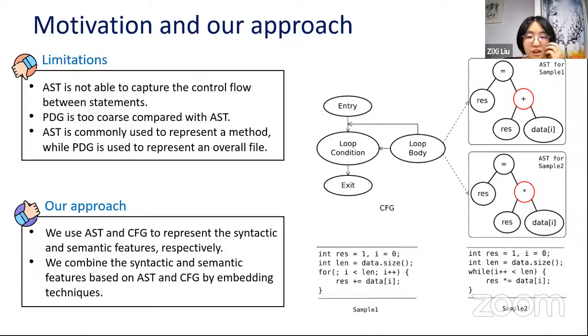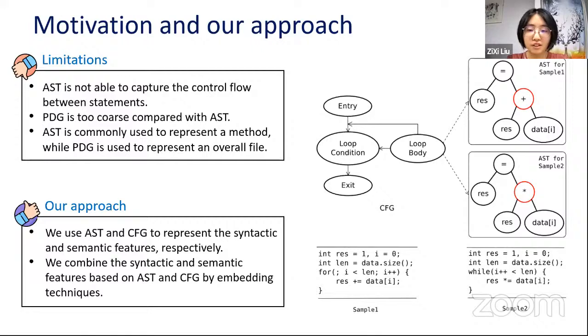On the other hand, each node in PDG is a basic code block, which is too coarse compared with AST. The improper granularity may lead to the lack of details inside code blocks. Besides, AST is commonly used to represent a method, while PDG is used to represent an overall file. Thus, most existing approaches capture code similarity at the granularity of a single method or a single file.